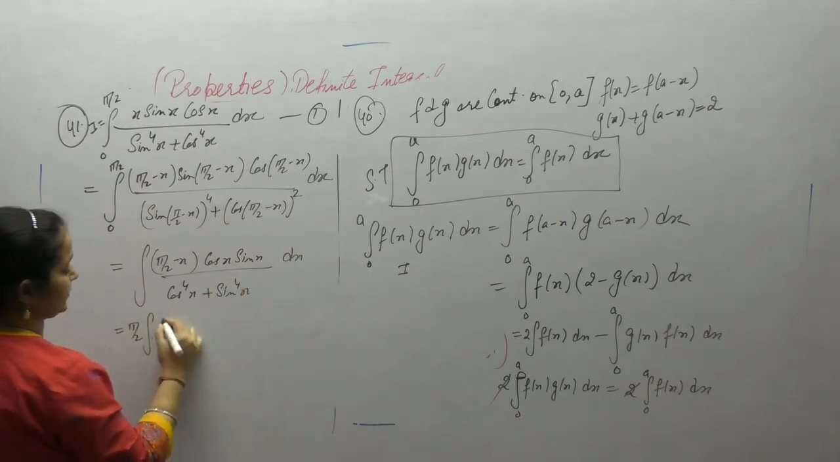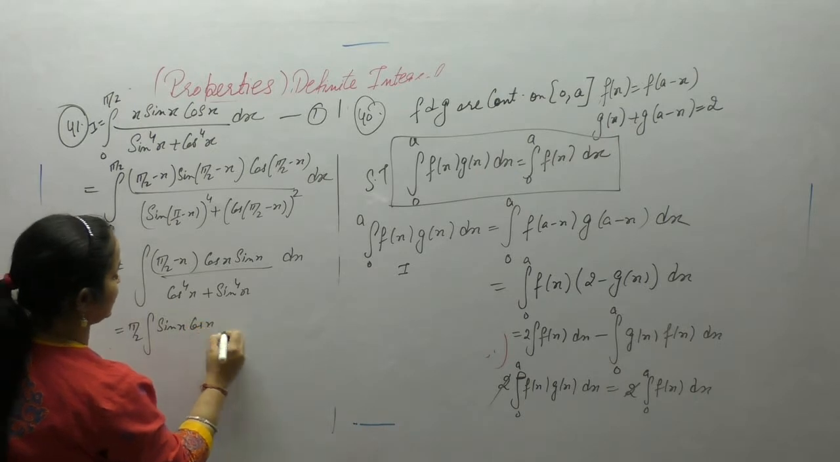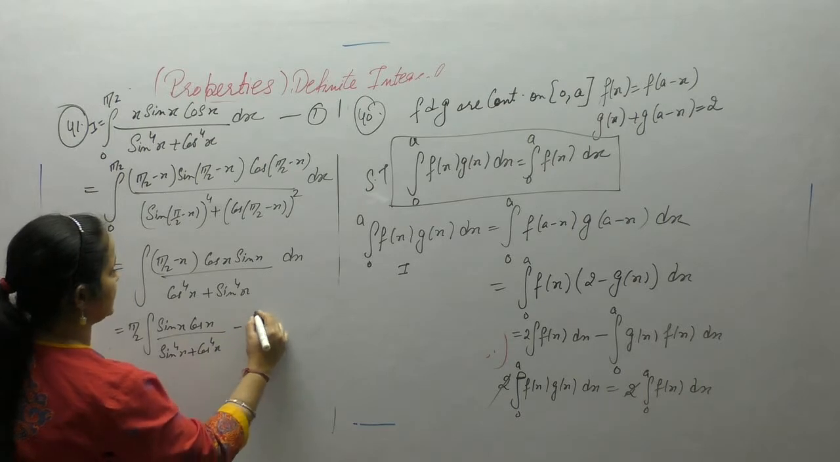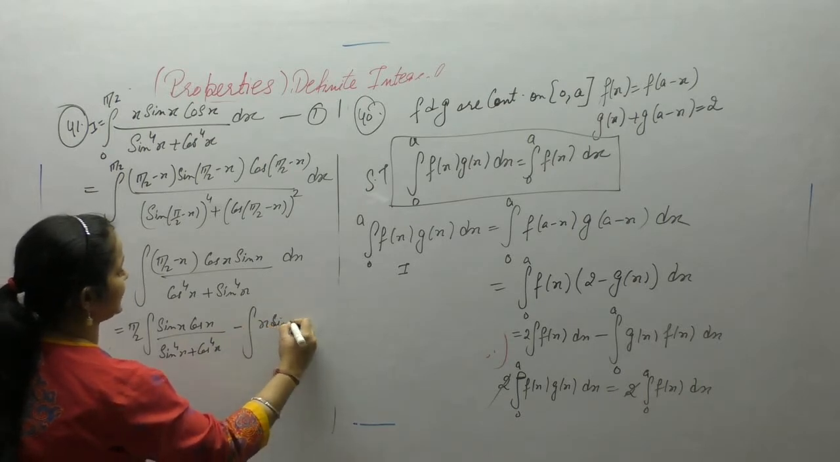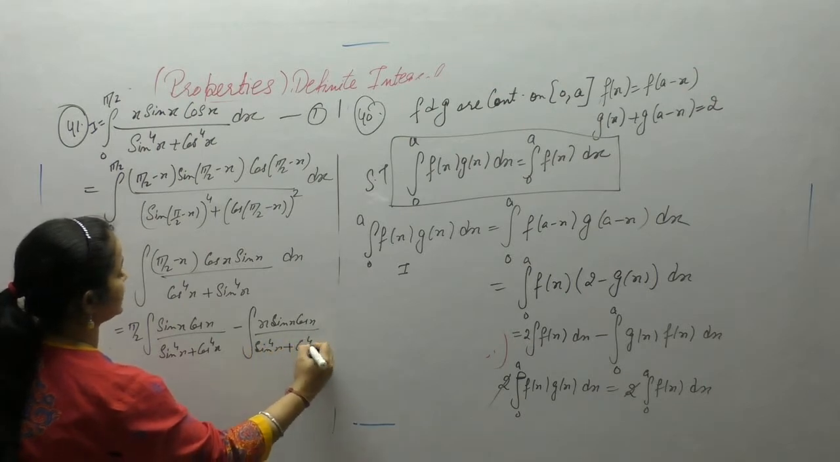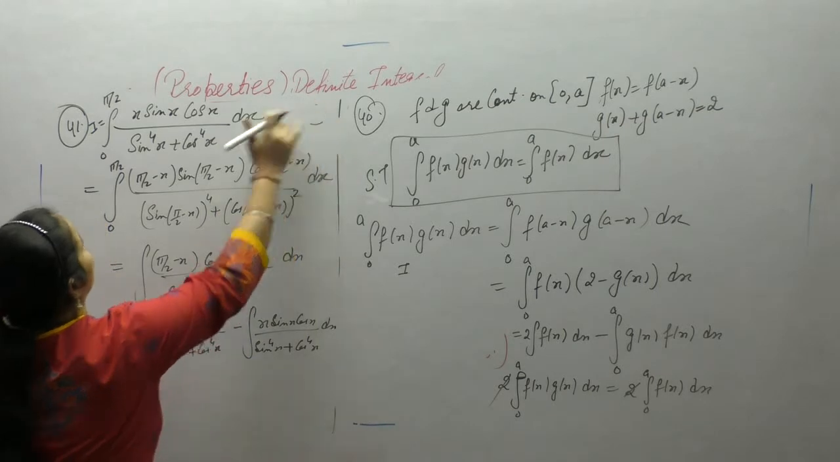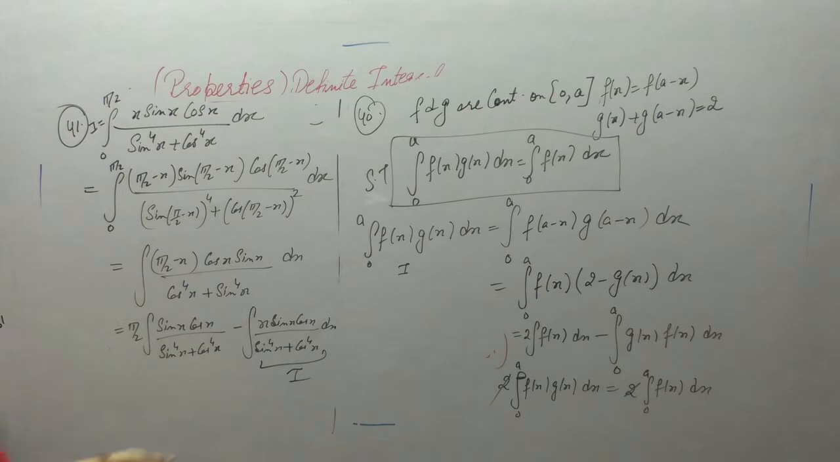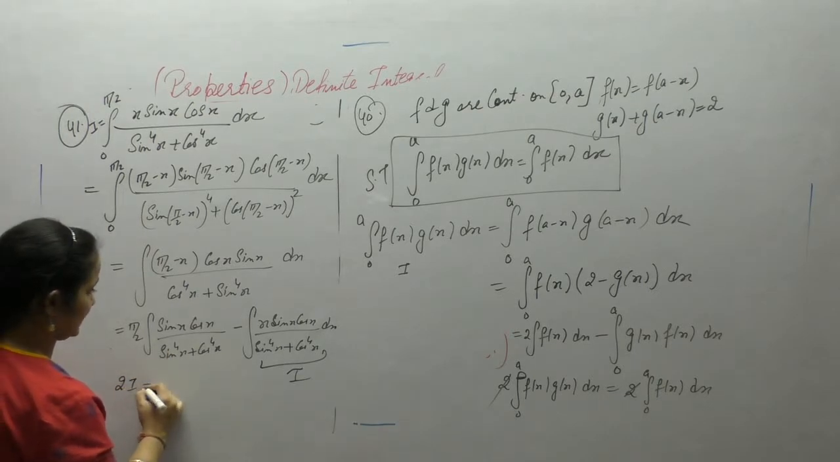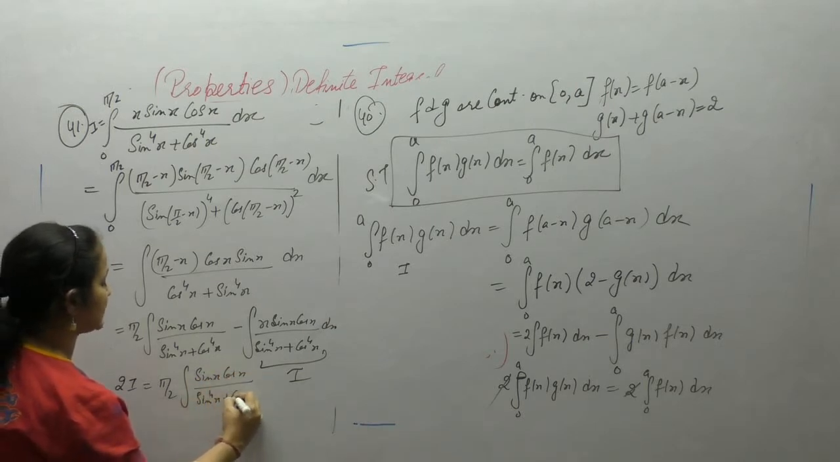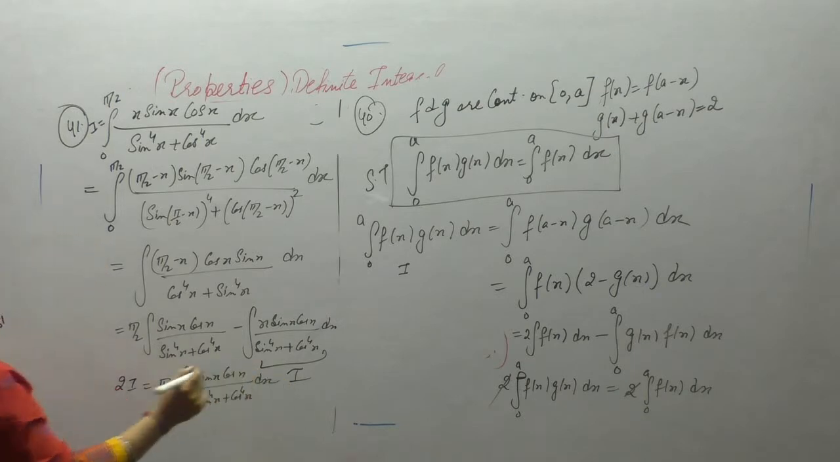Integral of pi by 2 sin x cos x upon sin^4 x plus cos^4 x, minus x sin x cos x upon sin^4 x plus cos^4 x. Again, this is the given integral I. So I plus I, 2I, is pi by 2 integral sin x cos x upon sin^4 x plus cos^4 x dx.